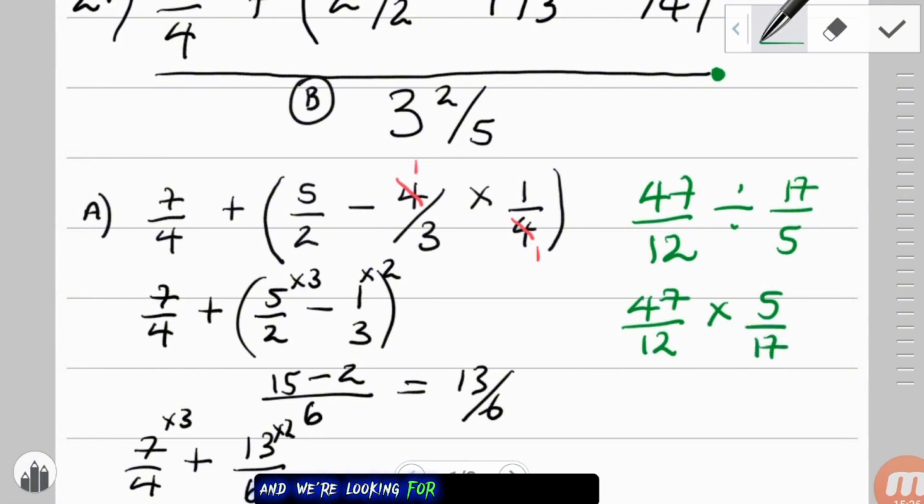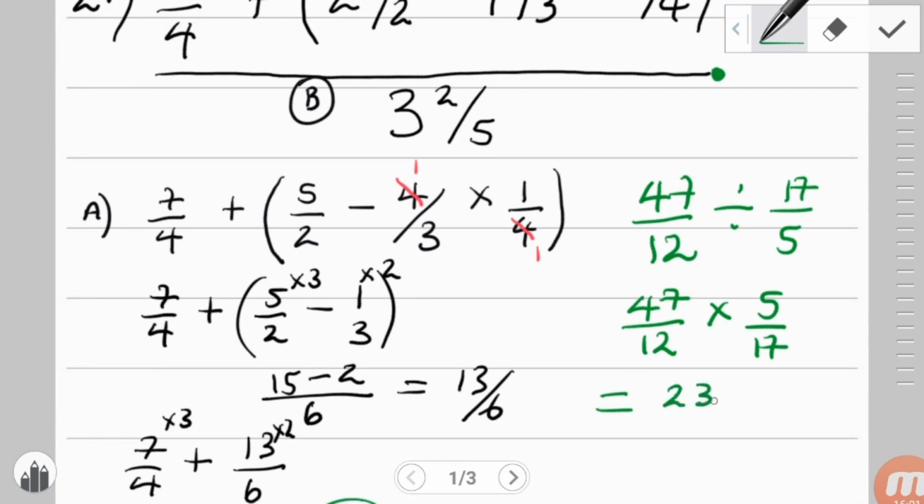And then we're looking for something to cancel. Do we see anything to cancel? Well, 47 is a prime number, 17 is a prime number, 5 is a prime number, 12 is an even number. Doesn't seem as if anything can be cancelled. So we end up here with 47 times 5, which works out to be 235, and then 12 times 17, which is 204.